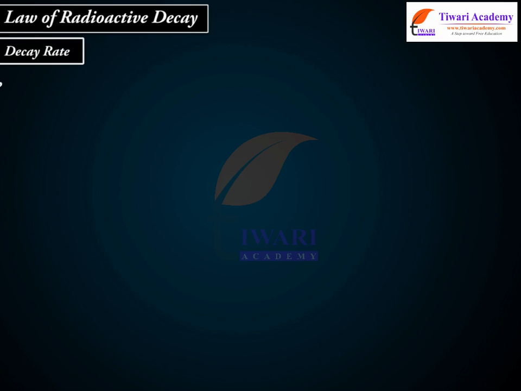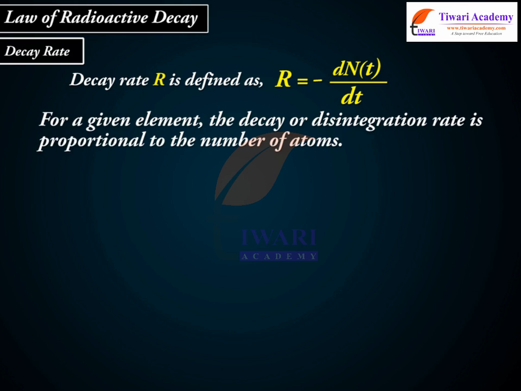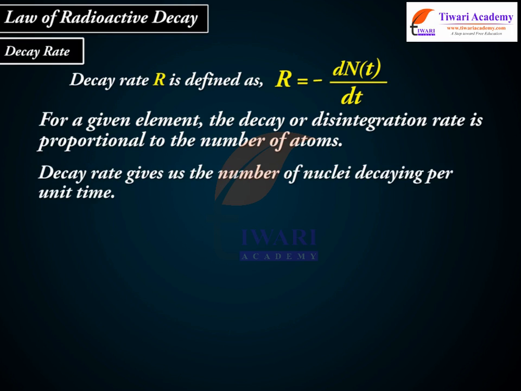Decay rate. Decay rate R is defined as R is equal to minus dN(t) upon dt. For a given element, the decay or disintegration rate is proportional to the number of atoms. Decay rate gives us the number of nuclei decaying per unit time.